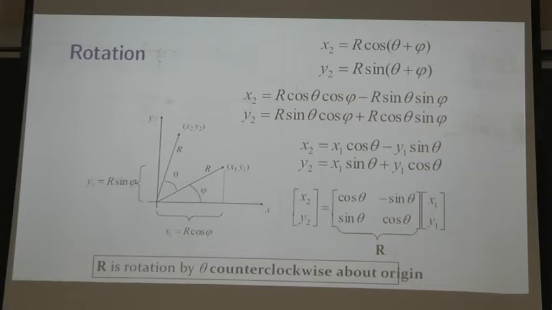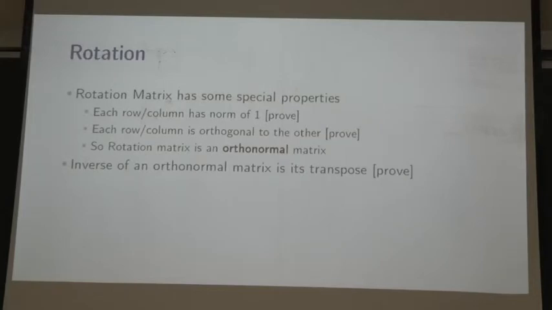So the rows are orthogonal to each other and the columns are orthogonal to each other. If that was not the case, it would not have been a rotation matrix. Okay? So we say that the rotation matrix is an orthonormal matrix. By orthonormal, we mean it has two properties. It is orthogonal and normal. Right?